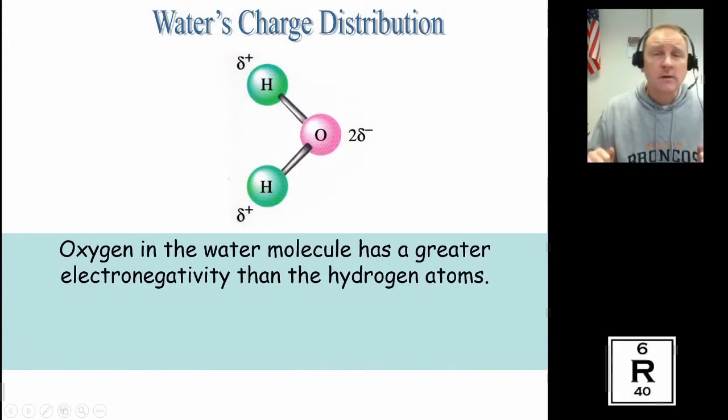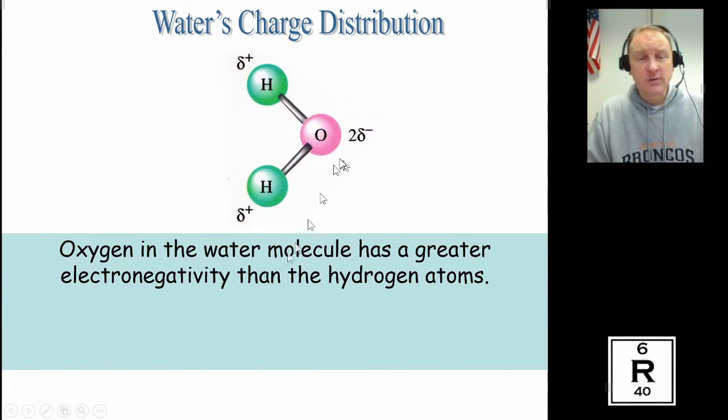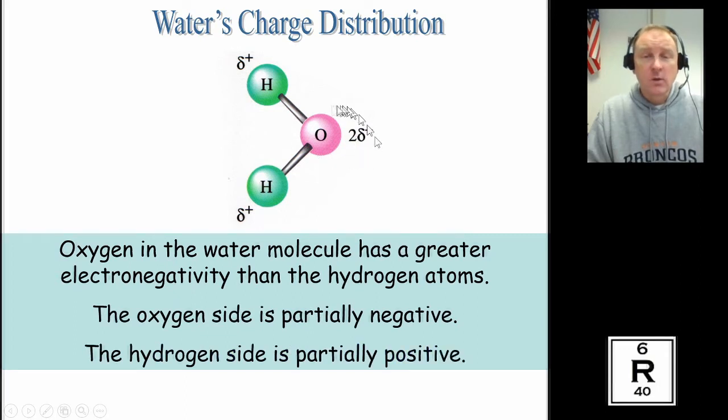Okay, let's take a look at water's charge distribution. This is the water molecule H2O, and oxygen is more electronegative than hydrogen. So therefore, the oxygen side of a water molecule will be partially negative, and where the hydrogens are, on another side of the water molecule, will be partially positive.